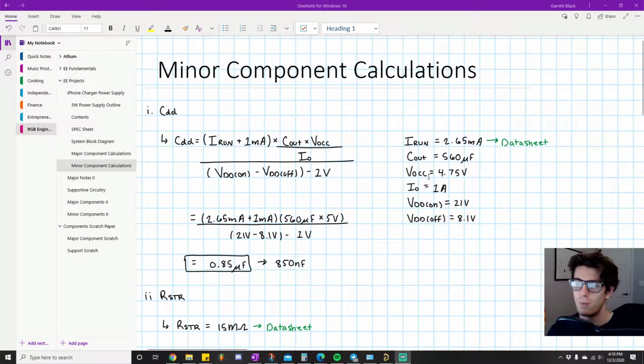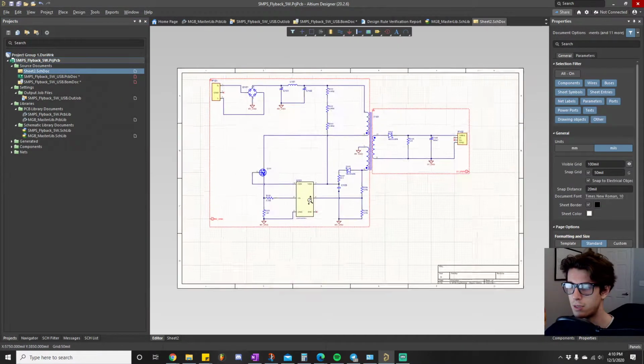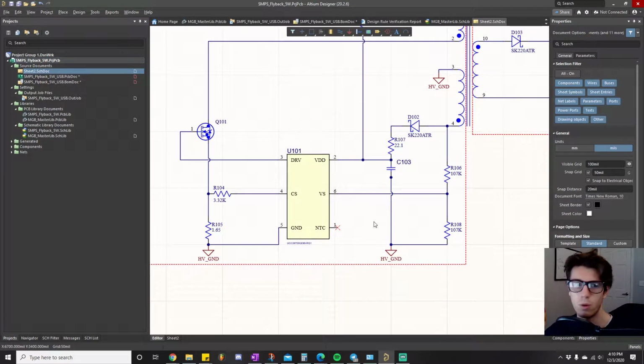Alrighty, welcome back to this EE project series that I'm doing. So now we are on the minor component calculation section of the project. This is where we calculate all those worrisome looking resistors and capacitors that were right around our chip that we were trying to figure out exactly how they worked. And so we'll also get a little bit of insight as to what exactly they're doing.